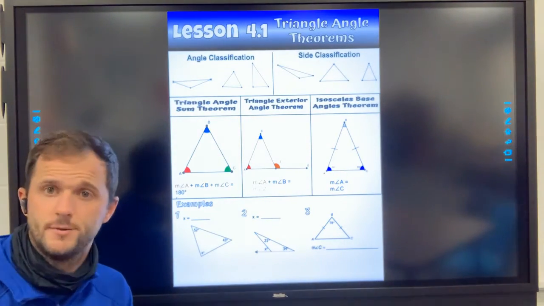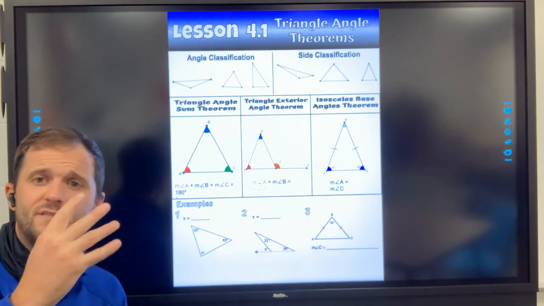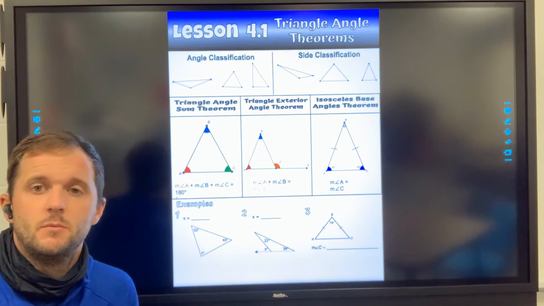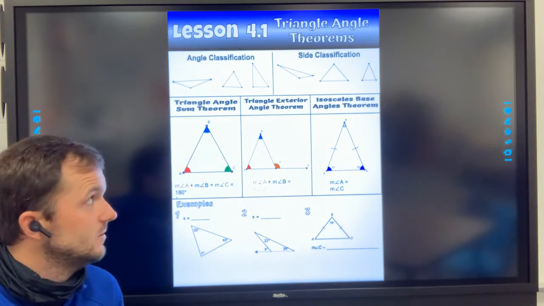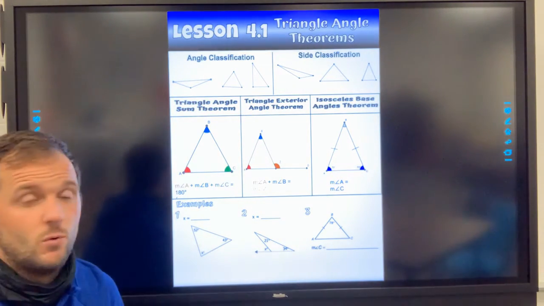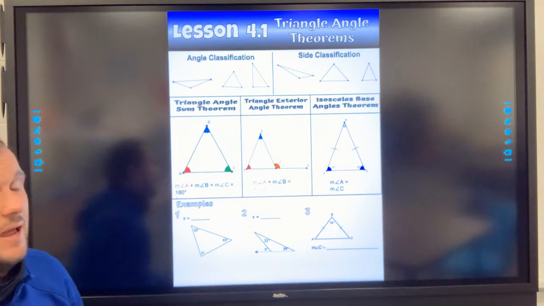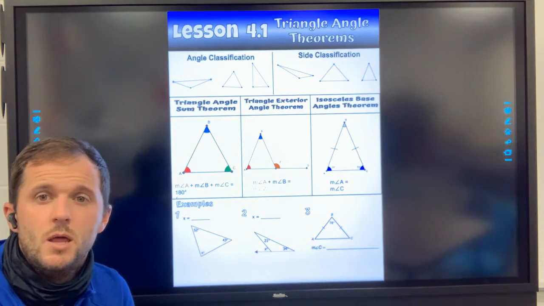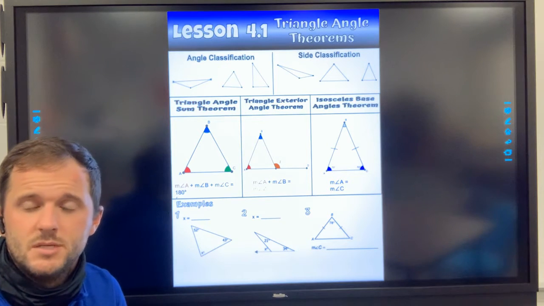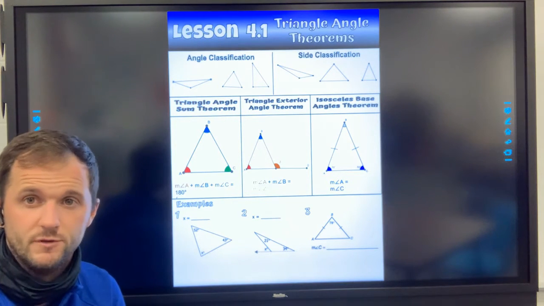Moving into Unit 4. And just to let you guys know, Unit 4 and Unit 5 are going to be dealing with a bunch of triangle stuff. So buckle up and let's get going with some triangles. So the first thing we're looking at is 4.1, and we're looking at some triangle angle theorems. So basically some basic theorems that you guys need to know in order to be able to work some problems that you will see in the future going through Unit 4, okay?